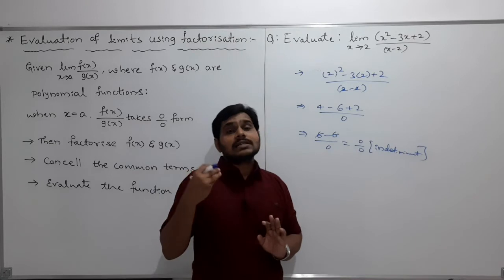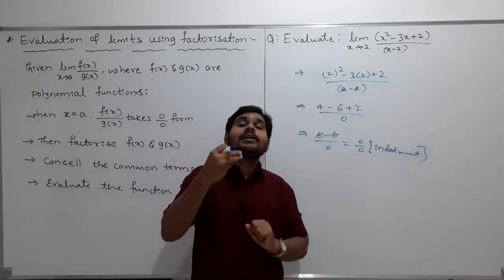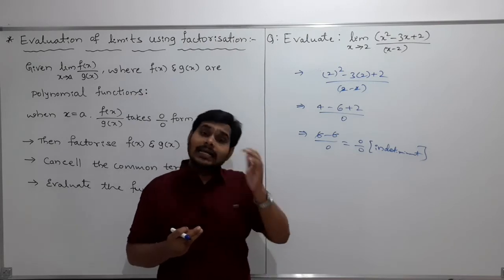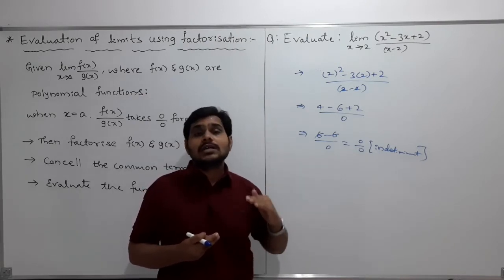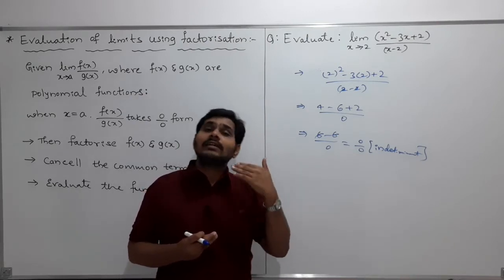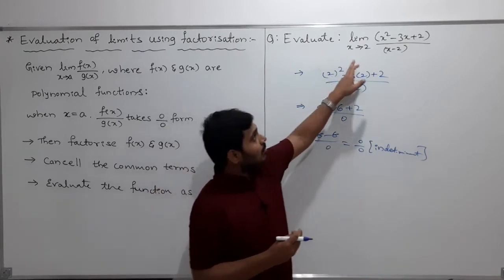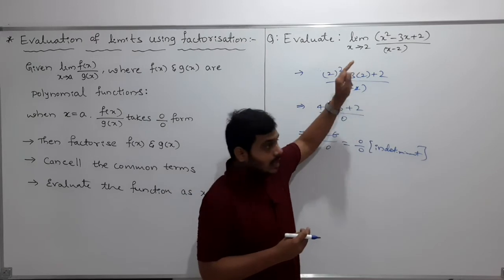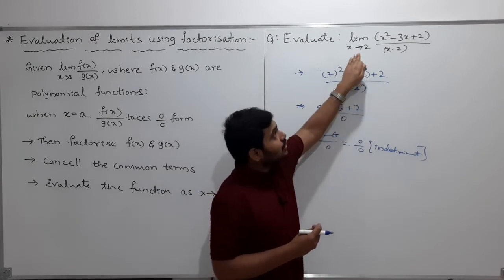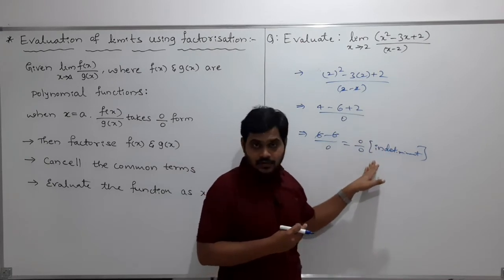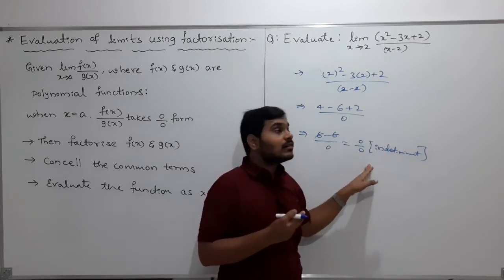In some situations, trigonometric functions will be there, like sin x by x, tan x by x. In those situations, how to calculate, we have a method that we'll discuss later. As of now, if you substitute that x tends to value and you get the indeterminate form, then we will factorize first.